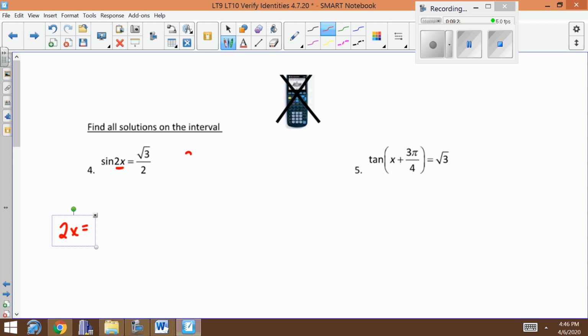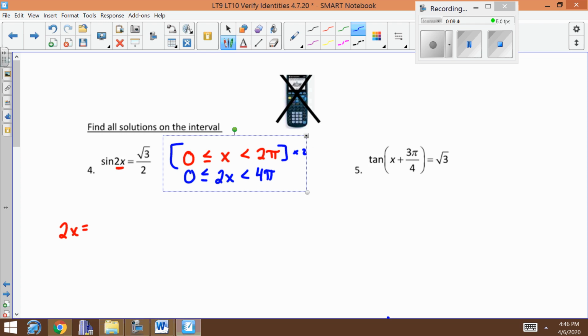But you do have to be really careful with that interval. So our interval is between 0 and 2 pi. But that means if I'm looking at 2x, it's going to be between 0 and 4 pi. Again, if you multiply all of this by 2 in order to get that 2x in the middle, that's really what we're focusing on right there.